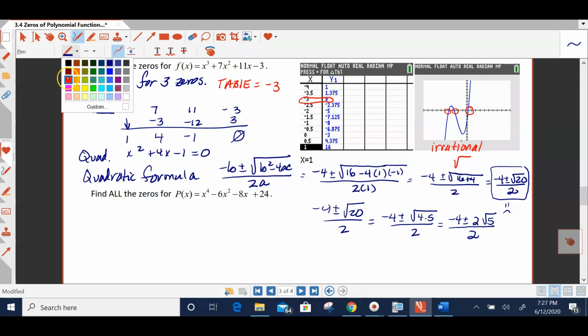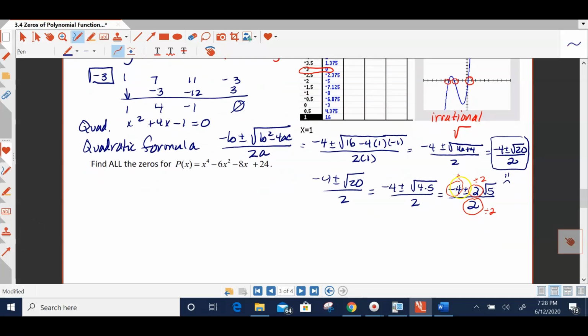Finally, the last thing I can do is reduce it further, only if these three positions that I'm circling have something in common: the -4, the 2 in front of the 5, and the 2 in the denominator. They all have a 2 in common, so I can divide each one of those out by 2. That's going to give me my final simplified result for those two zeros. So -4 divided by 2 is -2, plus or minus the square root of 5. I can put a 1 at the bottom, but it's not necessary.